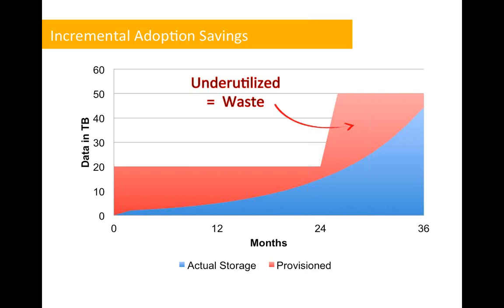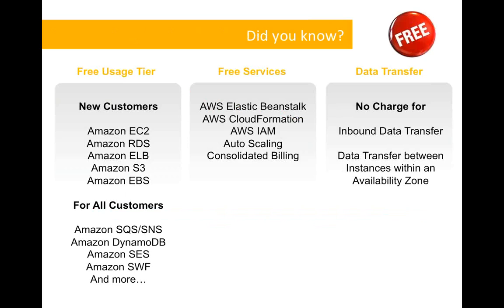Also, a lot of people forget that we have a lot of free usage tiers and free services. For example, with the free usage tier, new customers can use quite a lot of our services for a year, including our Compute Cloud and RDS, for free. RDS is a new feature in there, and all customers have a free tier as well for SQS, SNS, DynamoDB, etc., as you can see on the bottom.